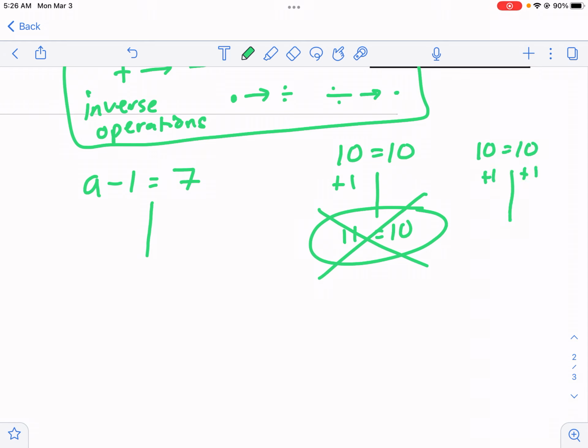So we want to do inverse operations. We see that we are subtracting 1 from our unknown starting amount.